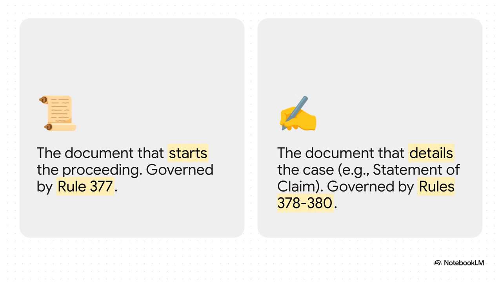Now this is a classic trap. In Queensland, you file a claim and a statement of claim together. But, and this is crucial, they are treated differently for amendments. The claim itself, that's the originating process, under the strict Rule 377. The statement of claim, that's a pleading, and it gets the more flexible treatment under Rules 378 to 380.